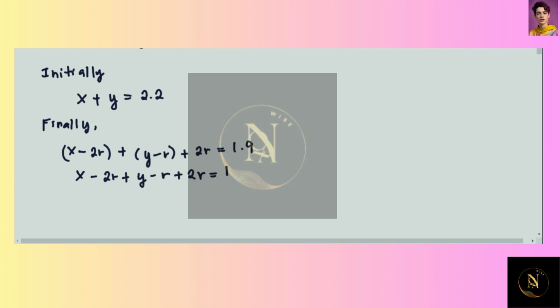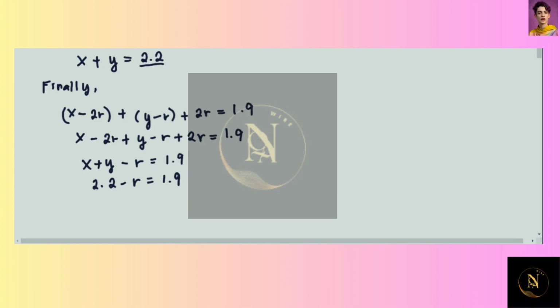And I get X plus Y, and I also get minus R, equals 1.9. And note that X plus Y, from the first equation that we have here, is equal to 2.2. So we have 2.2 minus R equals 1.9. And that gives us R equal to 0.3 atm.